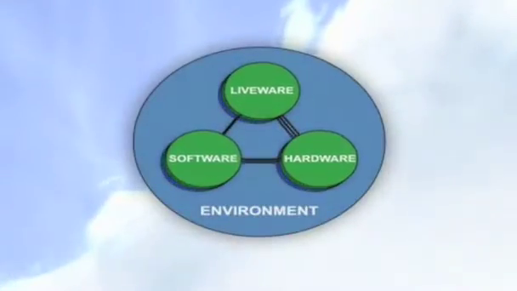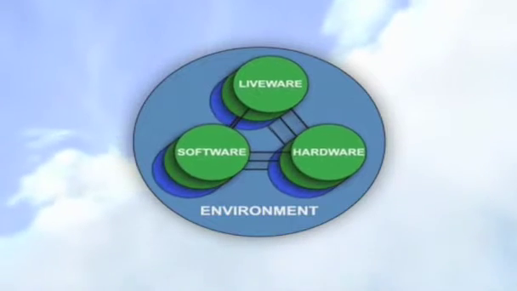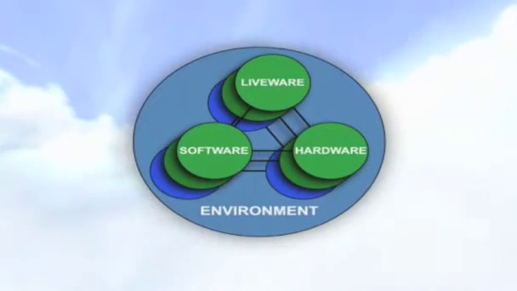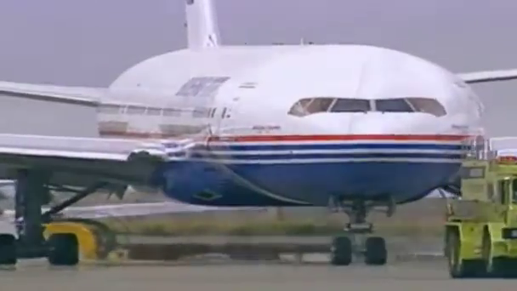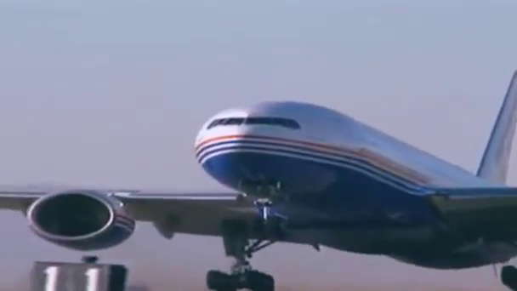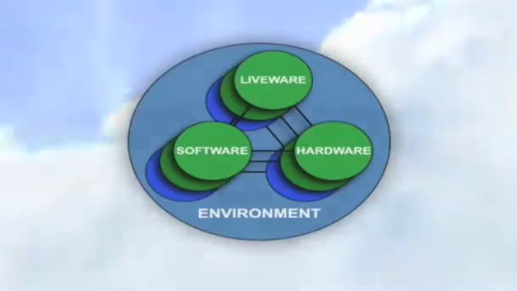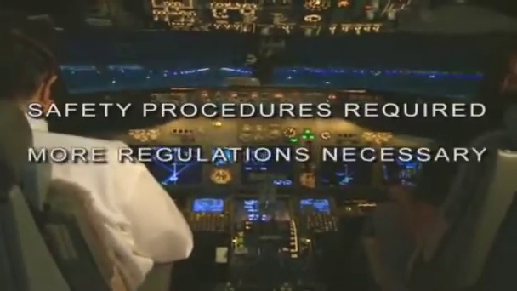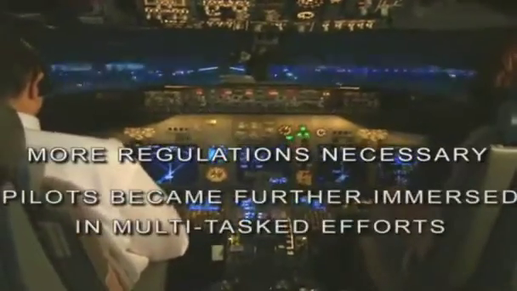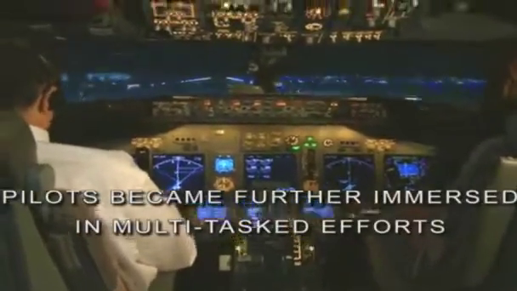As demonstrated, there are multiple layers within this initial shell model, and the layering of these interacting forces can become quite complex. The shell model was one of the first coordinated efforts to explore the various relationships at work in the aviation process. As aviation continued to evolve and become more sophisticated, the shell model began to reflect a more complex process with layering methods in an aviation environment. For instance, as aircraft technology and software improved, checklists expanded, extensive safety procedures were required, more regulations were necessary, and the pilots became further immersed in multitask efforts.